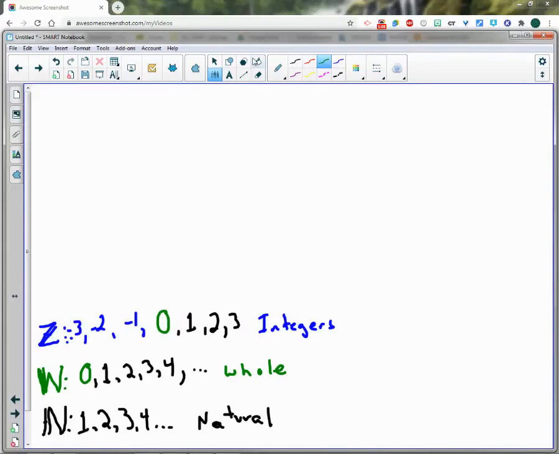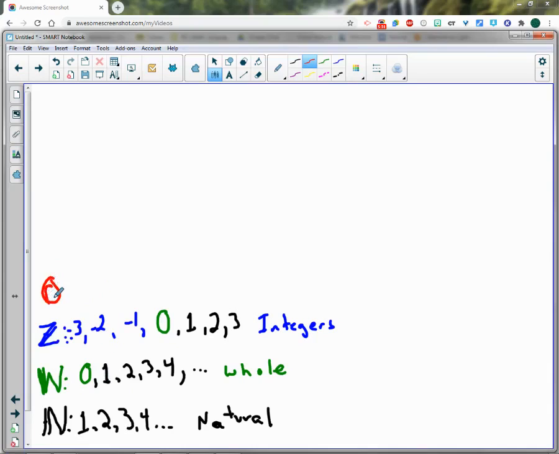Okay, now the next one up is going to be what's known as rational numbers. Typically, when somebody's talking about rational numbers, they're almost always talking about fractions, but you're going to see that all of these numbers down here can be made to look like a fraction. All of them can. Okay, and I'll show you what I mean here in a moment.